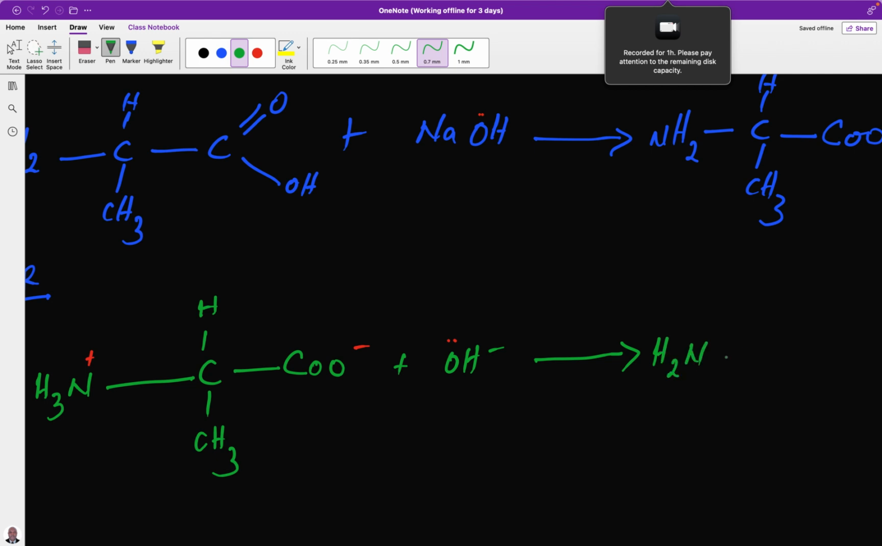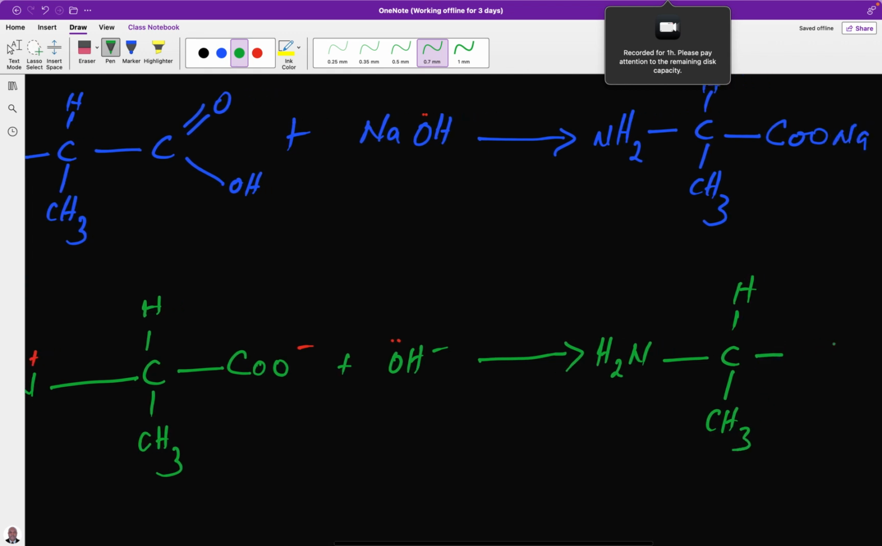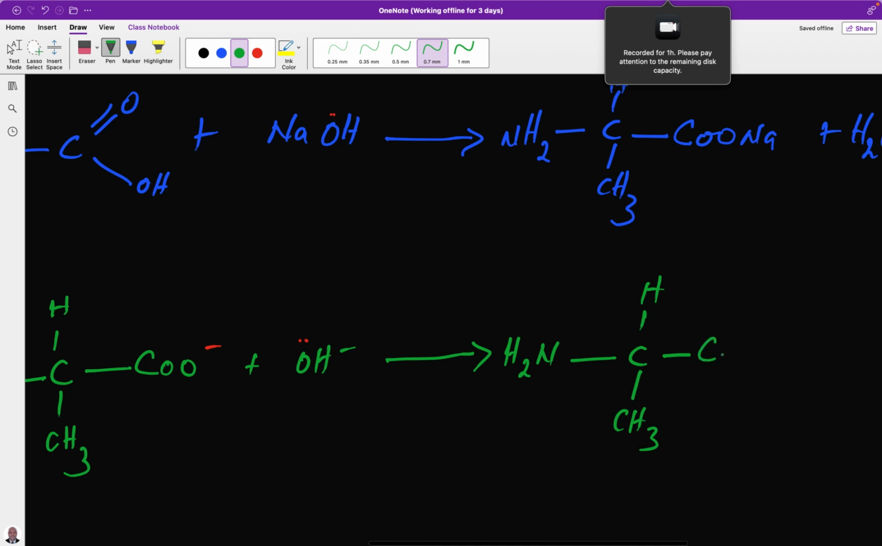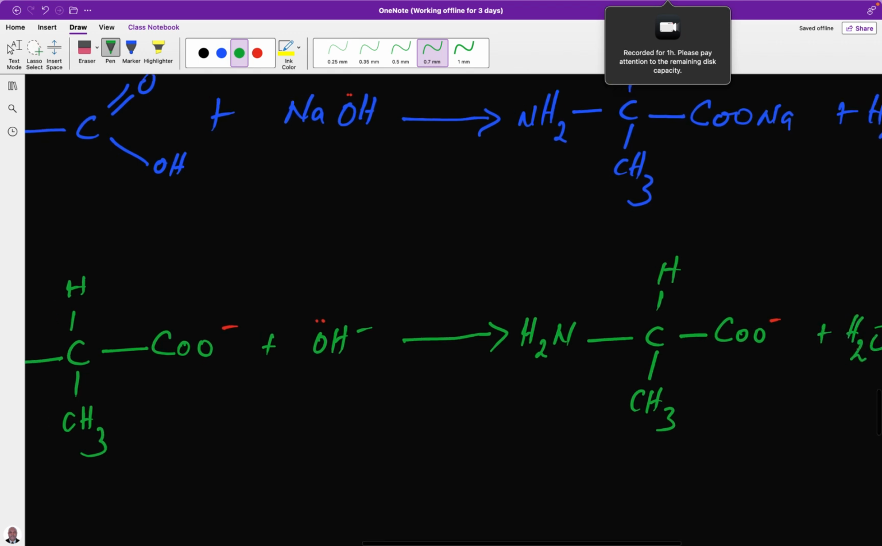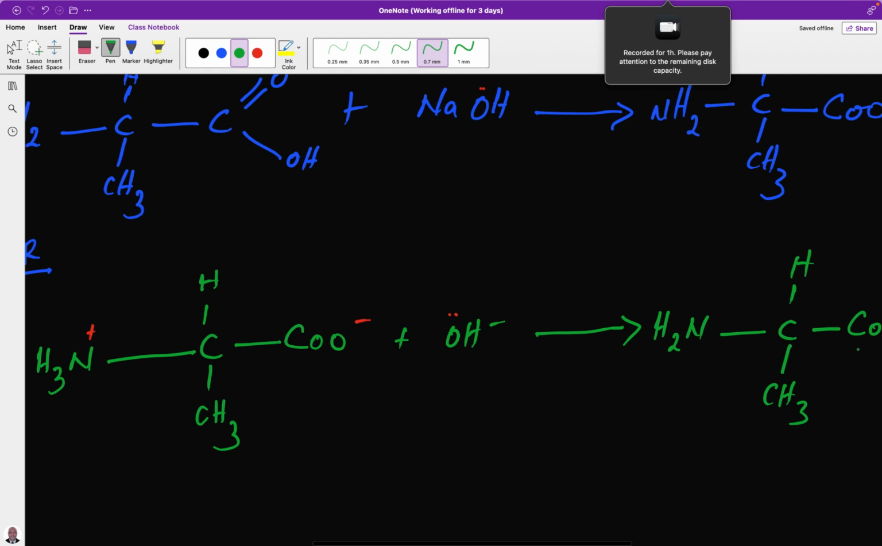The amine group is reformed. We will have this. Amine group is reformed, and it will be a COO, a minus, a plus, so there are two ways you can write it. You can use the Zwitter ion method.